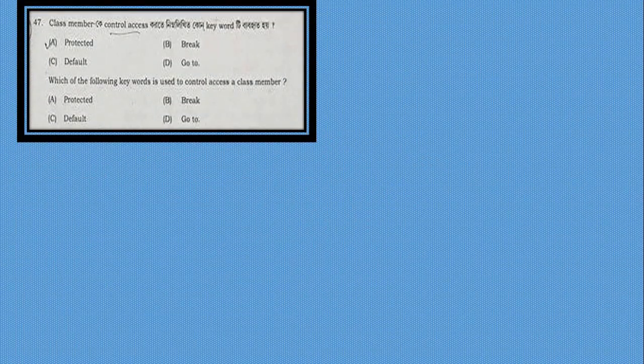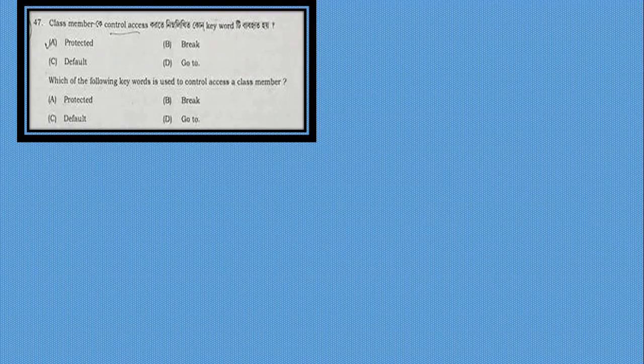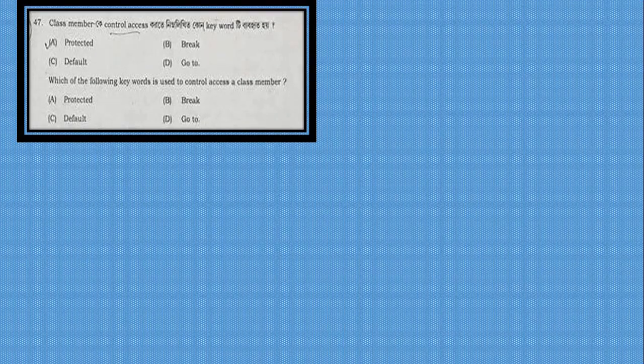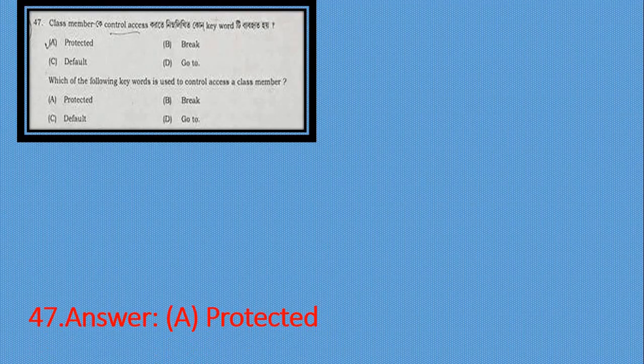Which of the following keywords is used to control access of a class member? So here A is the answer, protected. We know that public, private and protected are three keywords to control access of a class member. So A is the answer.